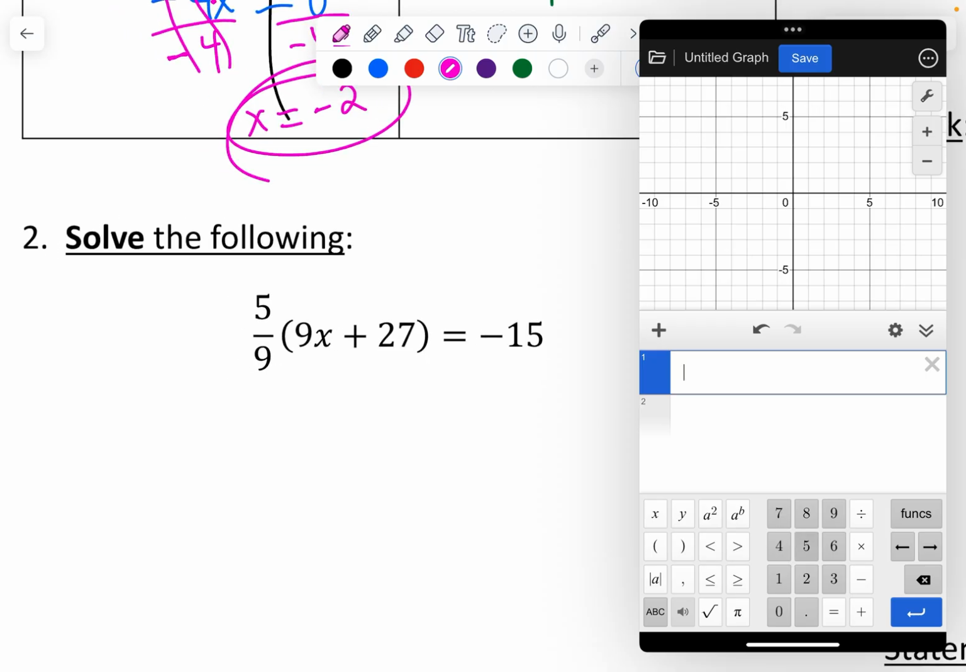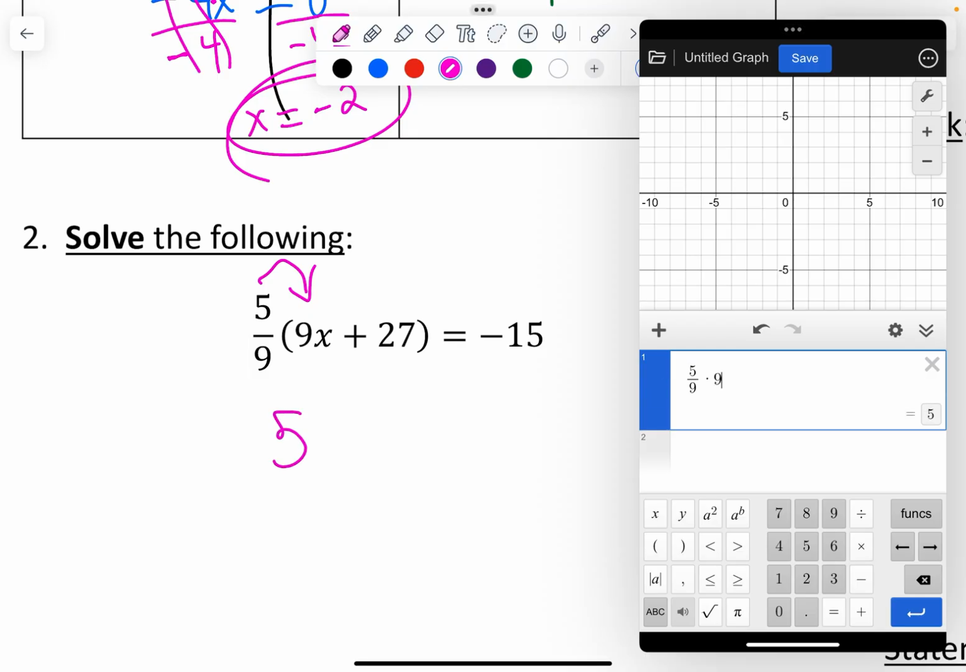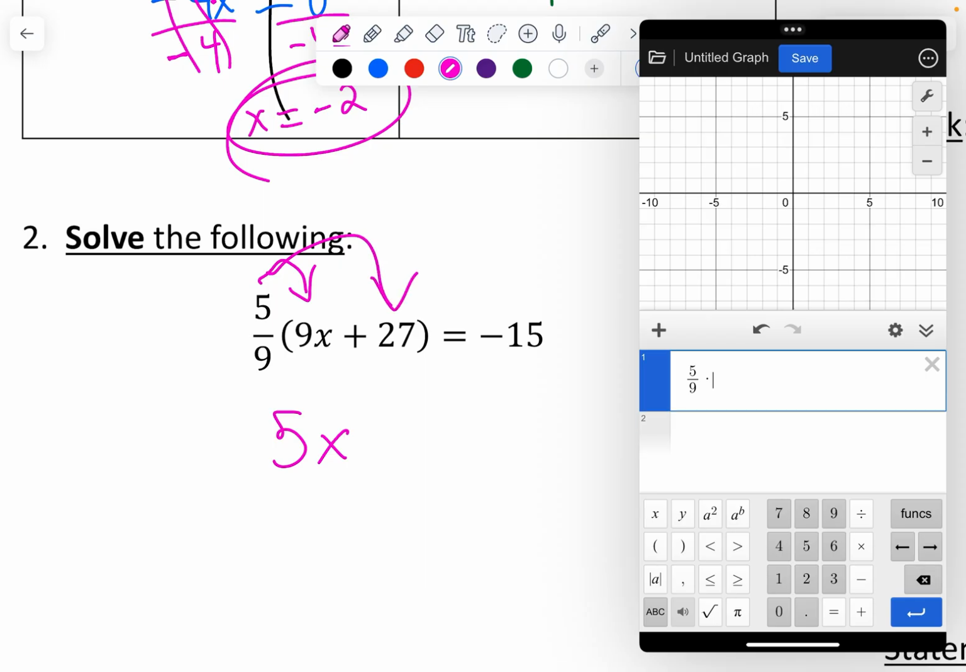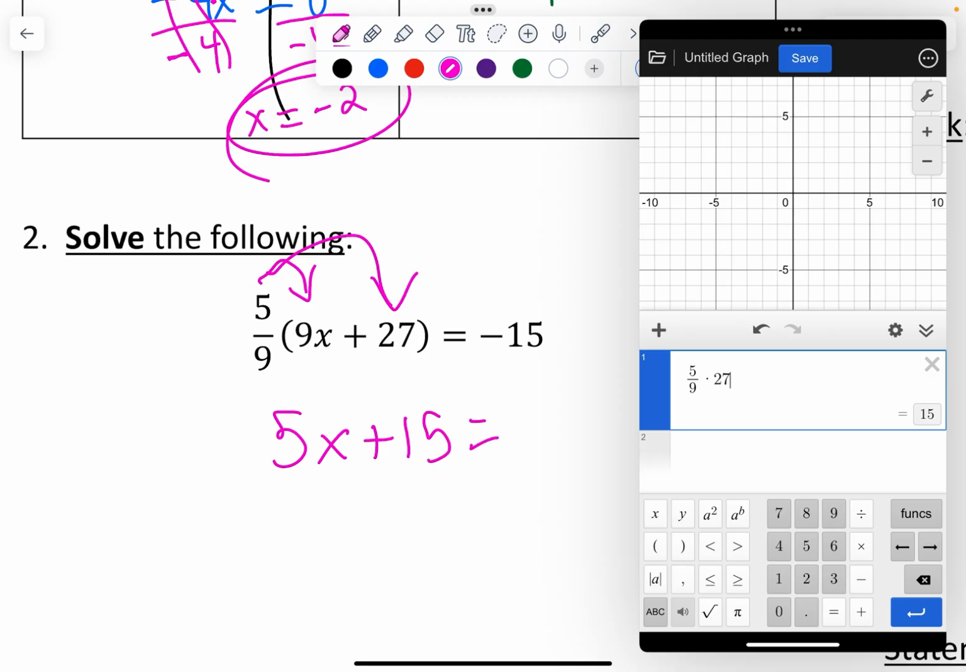All right, well, hey, I got 5 over 9 here, and I got to multiply that by 9. Now, normally I say let's change it into a decimal, but let's not do that to this one. Let's just keep that in there, and then we'll multiply by the 9. So 5x. Then we got to multiply by this one. So then next is by 27. And that's what I got.